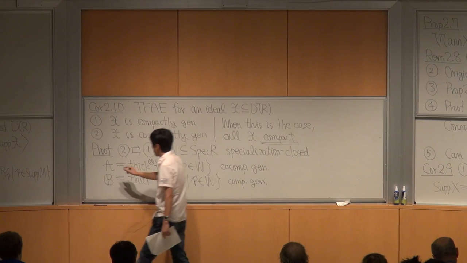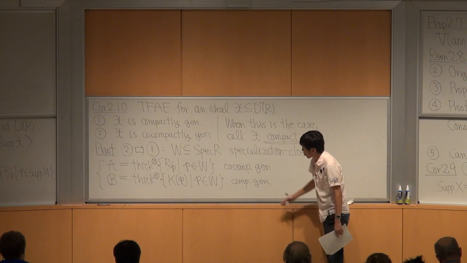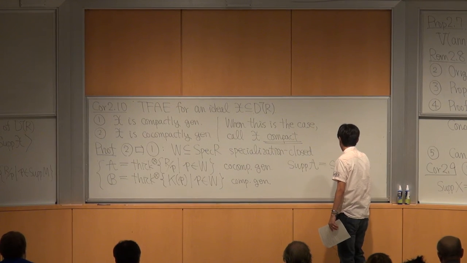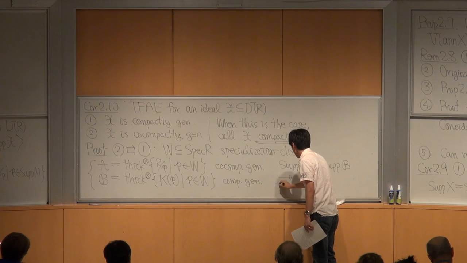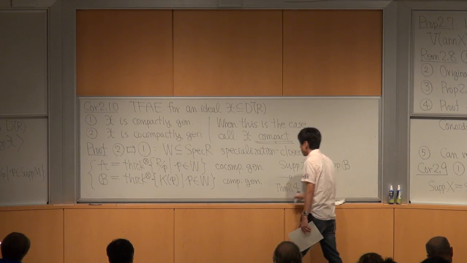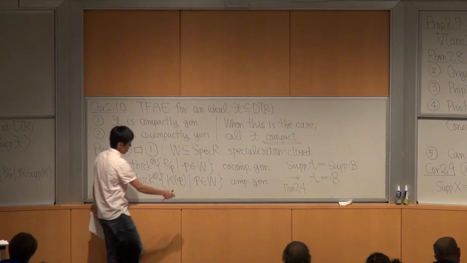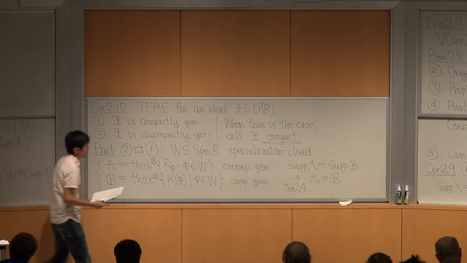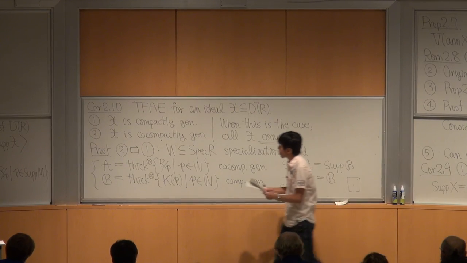Okay. Then by our theorem 2.4, if we put these A and B, we easily see that the support of A is equal to the support of B. So by theorem 2.4, we see that A is equal to B, because these two are both co-compactly generated ideals. Again, a compactly generated ideal is a co-compactly generated ideal, so we can apply theorem 2.4 to get A equals B. So this is the proof of this corollary.